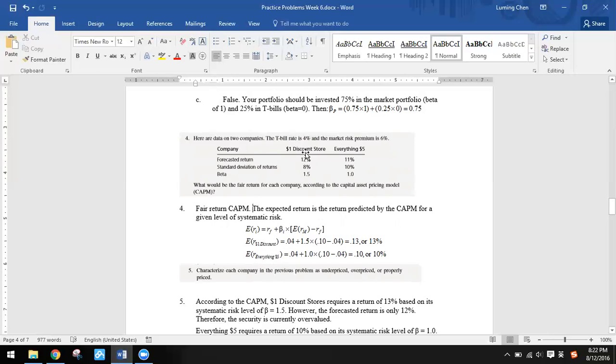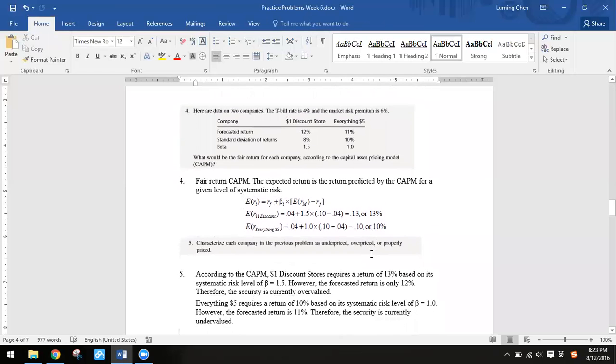And what is the return on the market portfolio? It's 4% plus the 6%. So this is the risk premium of the market portfolio, which is 6%. And the betas for these 2 firms, one is 1.5 and one is 1.0. The risk-free rate is 4%. So if we plug those numbers into the CAPM equation, we'll get the expected return of the first firm is 13%, and for the other firm, the expected return is 10%.